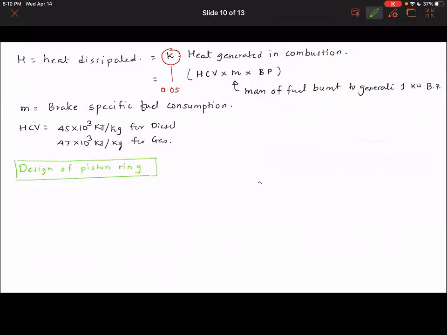So there are two types of rings. One is the oil ring, which actually scrapes oil. That is the last ring. And then you have the compression ring. That is actually sealing.